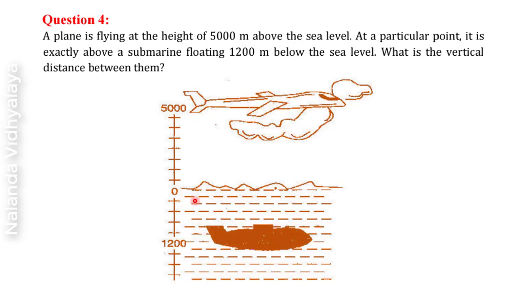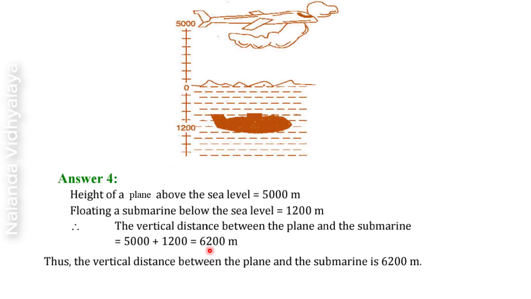Here there is a submarine. It is exactly 1200 meter below the sea level. So we have to find the vertical distance between plane and submarine. So let's try to find it out. Here we can see that the total distance is 5000 meter from sea level and 1200 meter from sea level. So we have to add 1200 meter and 5000 meter.